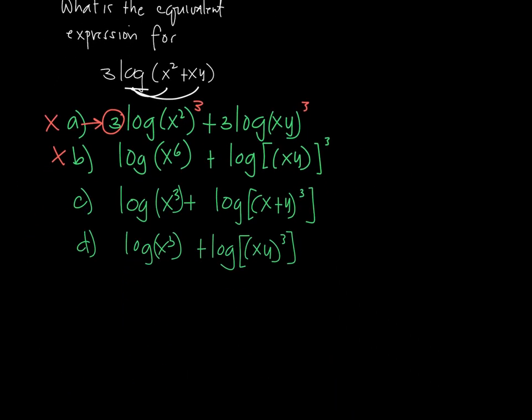For letter C, you have log of x cubed, then you have log of x plus y raised to 3. It may be difficult to think of coming up with an x cubed when you already have an x squared. That makes you think that C could be incorrect and also D could be incorrect. So what's the trick to this question?